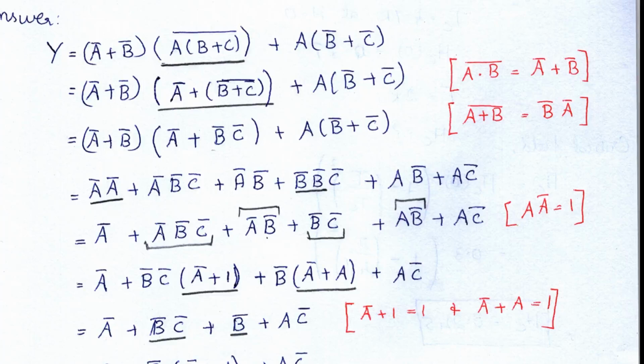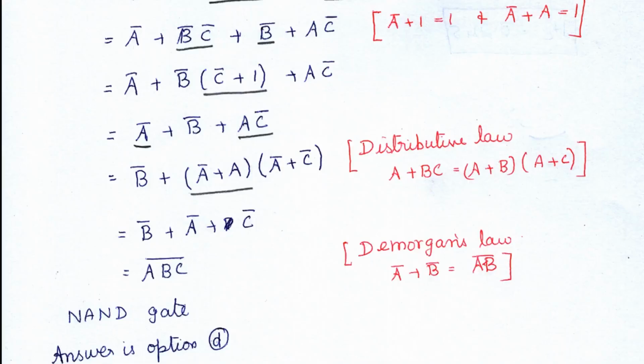Now A bar plus 1 becomes 1. And also A bar plus A is also 1. Therefore we will be getting A bar plus B C bar plus B bar plus A C bar. Now in this underlined term, B bar is a common one, so we will be taking it out. Then we will get A bar plus B bar into C bar plus 1 plus A C bar. Again the C bar plus 1 will be 1. Therefore we will be getting A bar plus B bar plus A C bar.